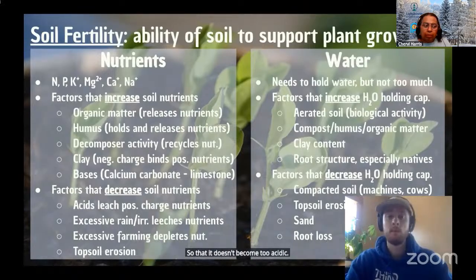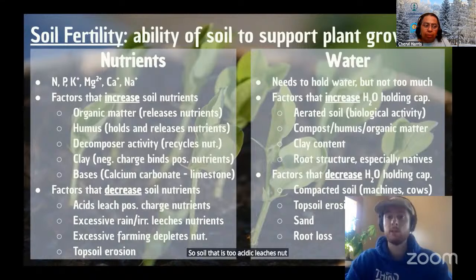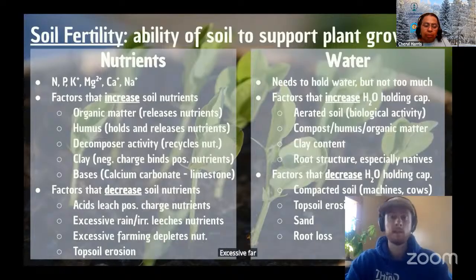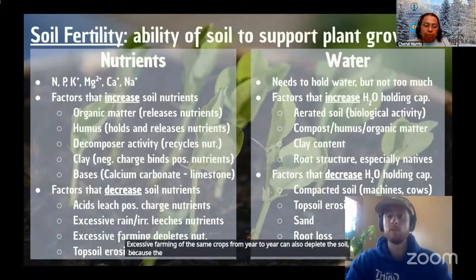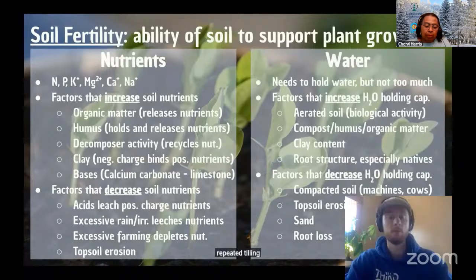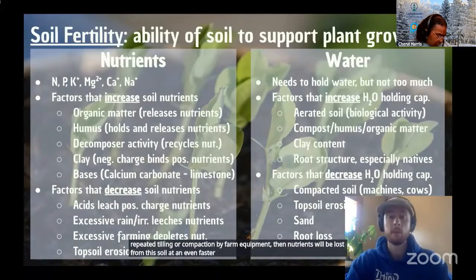One of the main factors that decreases soil nutrients is acidity. So soil that is too acidic leaches nutrients or loses them very easily when rain or other water washes through the soil. Excessive farming of the same crops from year to year can also deplete the soil because the plants use up the nutrients. And then if no organic matter is returned to the soil, and if the topsoil is eroded heavily from repeated tilling or compaction by farm equipment, then nutrients will be lost from this soil at an even faster rate. Now we'll look at water.